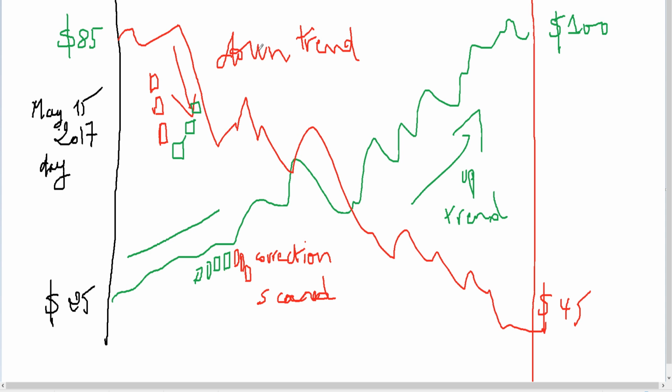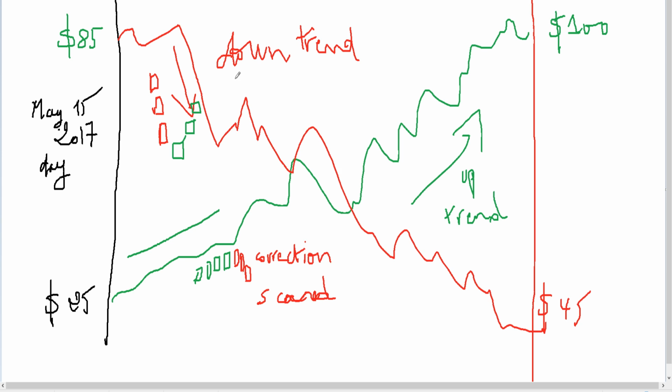Now a downtrend is the same thing. It's going down, but it doesn't mean that it is always going down without any bounce. So we have both green candlesticks and red candlesticks in both.